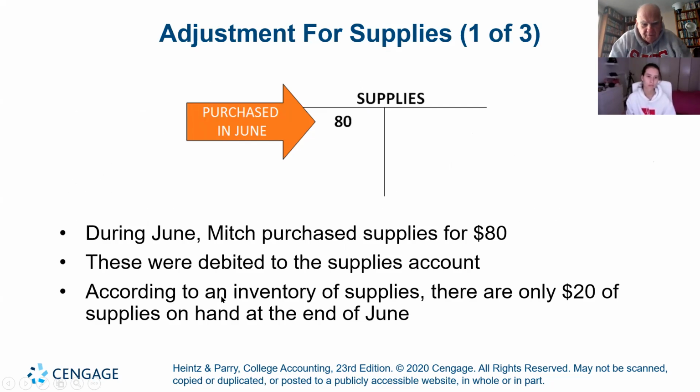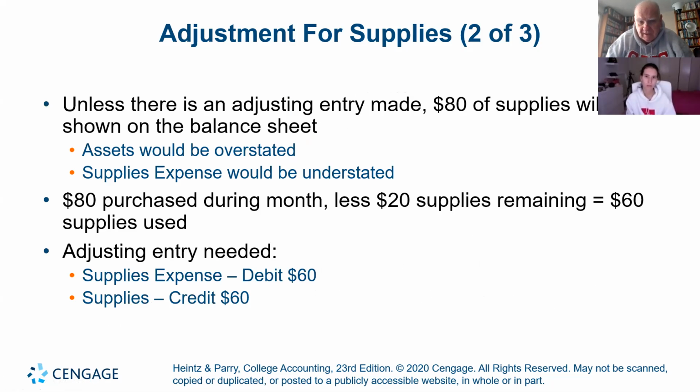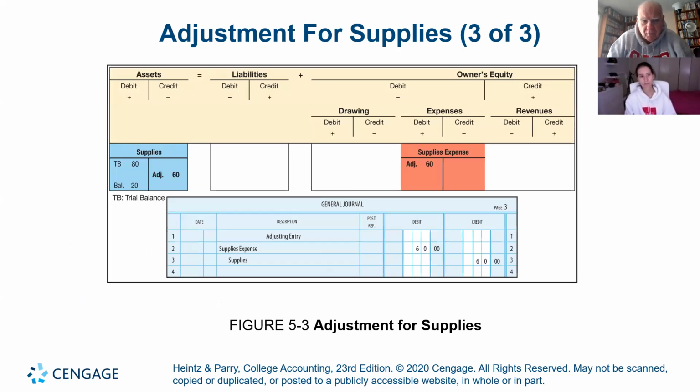But at the end of the month, he went out and counted how much he had left. There's only $20 left of these $80. So he used $60 worth of supplies. That $60 is going to be our supplies expense. We're going to debit supplies expense and credit the prepaid supplies. Okay? Does that make a little bit of sense what we're trying to do? We'll get into a better example with the insurance, I hope, in a moment.